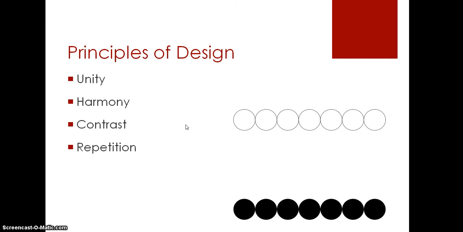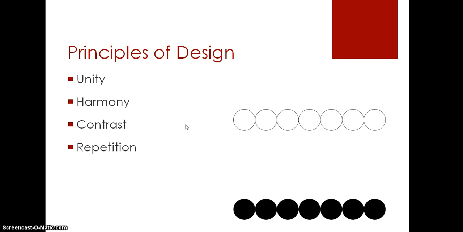Now we are going to move on to the principles of design. And these mix in with the elements to provide a finished aspect to the art. And the first principle we have is unity. Unity is a sense that everything in the work belongs there and it really makes the piece well. The second principle we have is harmony. Harmony is the balance of variety and unity.